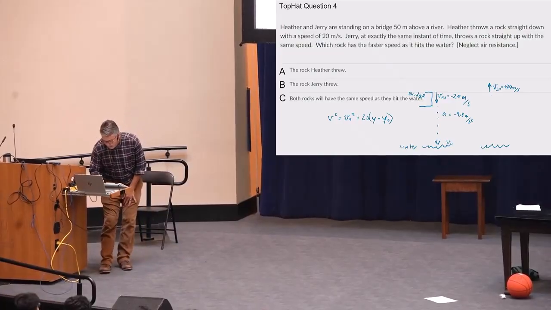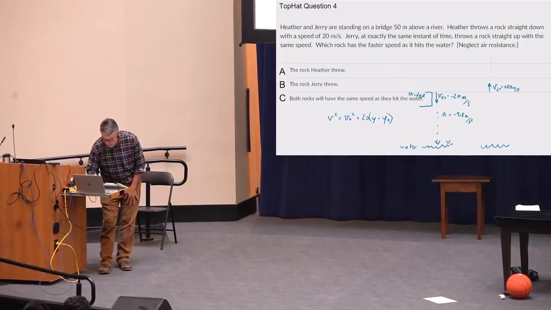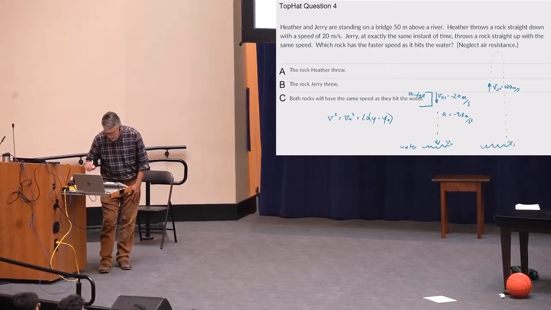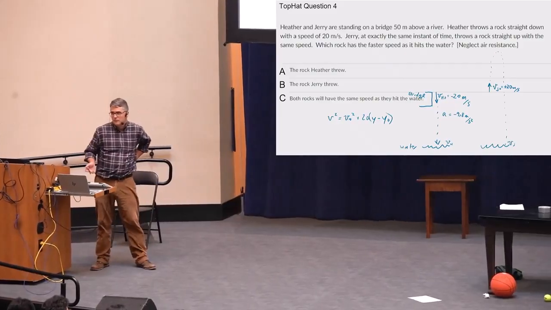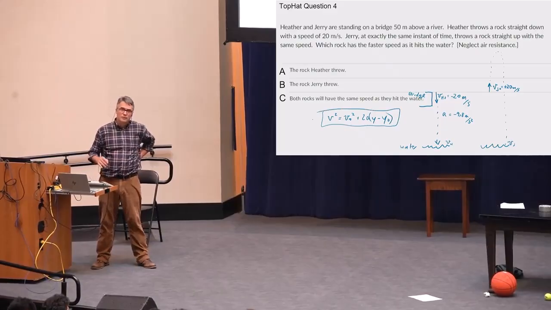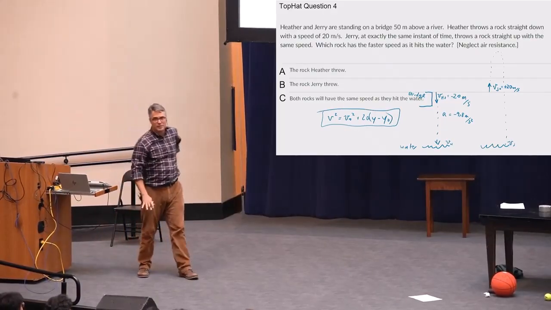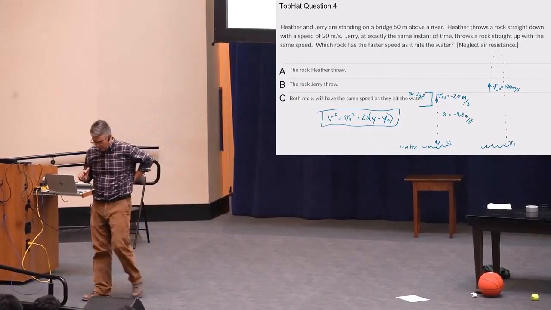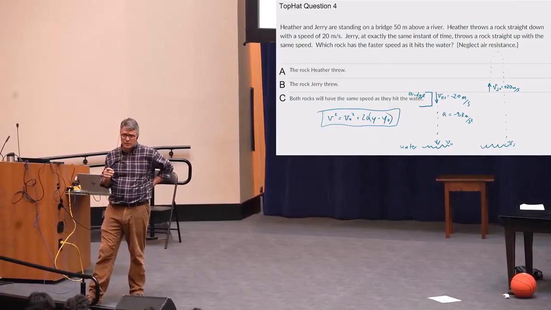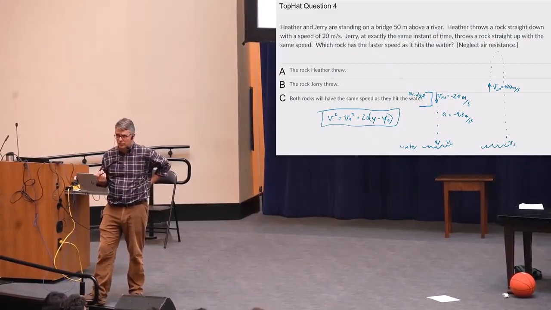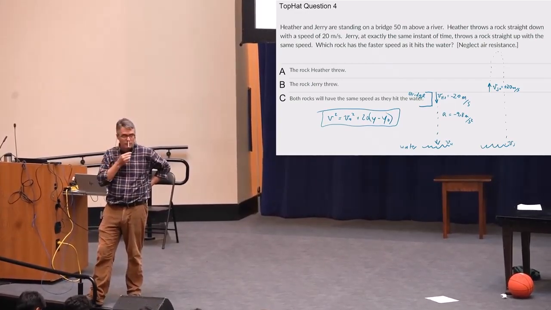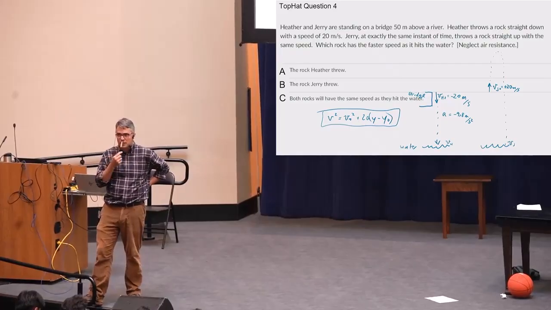So Jerry throws the rock upwards with 20 meters per second. What's going to happen is it's going to go up, stop momentarily, come back down, and hit the water with some v Jerry. Since you don't care about the time, you could use this same equation for both, where the y has dropped down by whatever the height of the bridge was, which we weren't told, but it's the same height for both. And it doesn't matter if you use plus 20 or minus 20, minus 20 squared is plus 400, and 20 squared is plus 400. You're going to get the same squared for both, no matter if they're positive or negative. So you're going to get the same final speed.